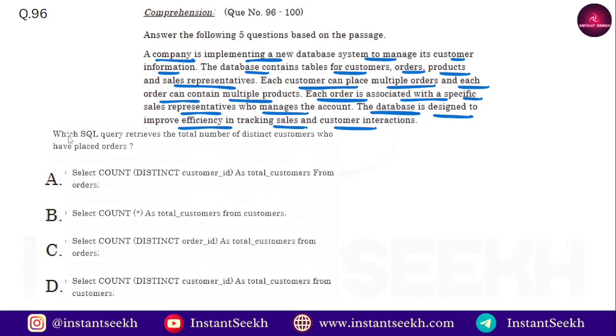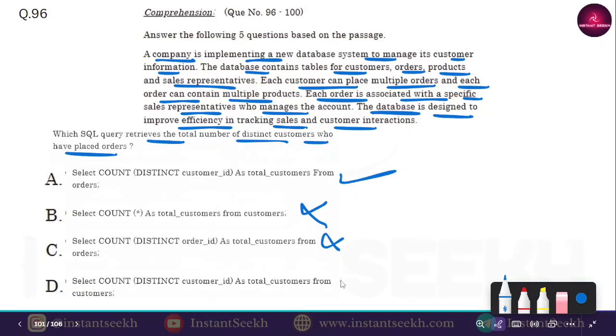The first question asks: which SQL query retrieves the total number of distinct customers who have placed orders? Okay, distinct customers who have placed orders. So select count distinct customer ID as total customers from orders. Yes, this is the correct SQL statement. SELECT star, count as total customers, wrong. Straight away it gets eliminated. Count order ID, this will give you the order ID. Okay, customer ID from customers, count customer ID as from customers.